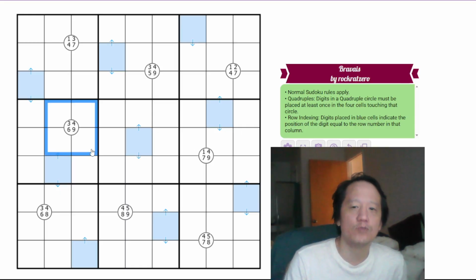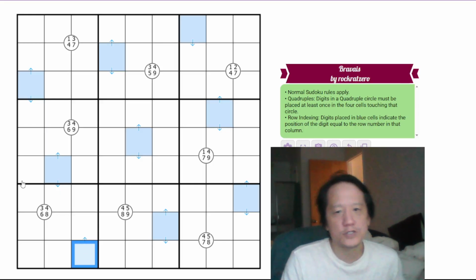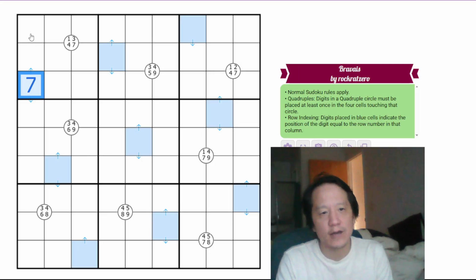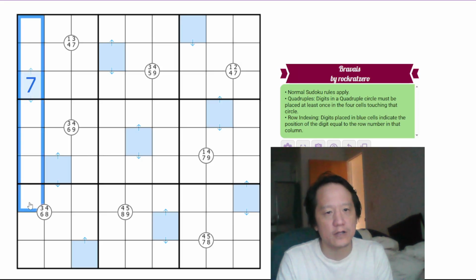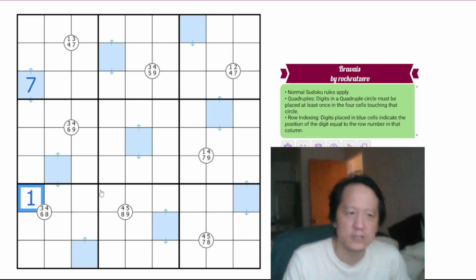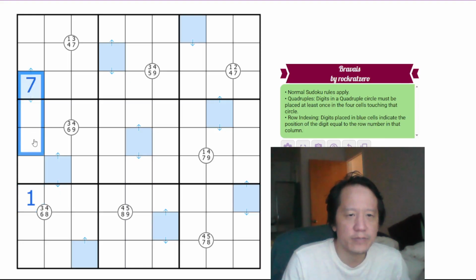And we have row indexing, where digits placed in the blue cells indicate the position of the digit equal to the row number in that column. So, for example, if this were to be a 7, that would mean in that column, the 1 must be in the 7th position, which would be here. I believe that's how it works. Hold on, let me pause. I'm going to check just to make sure. Okay, it didn't clarify, but I'm guessing that's what it means.